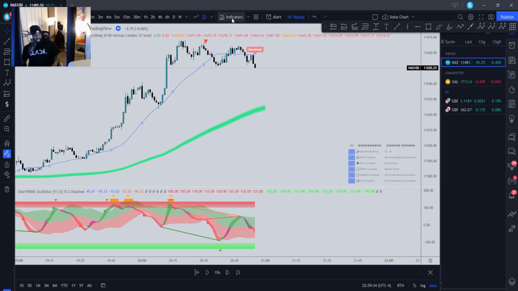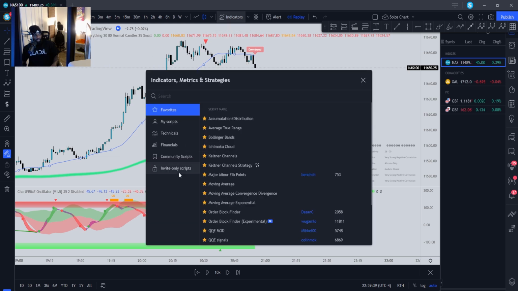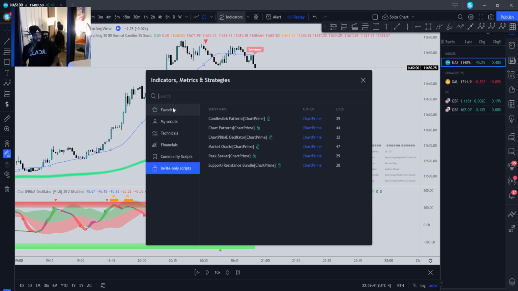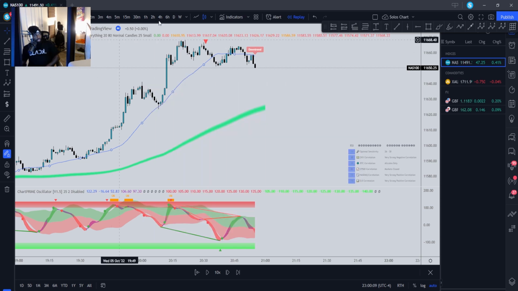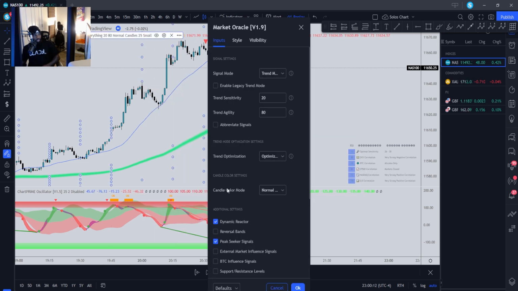Now, once you guys have the ChartPrime indicator, you will want to come up top here to invite-only scripts. Once you select that, you'll see all the indicators here. The one I like the most is the Market Oracle, and then also I went ahead and got the Isolator as well. So what we're going to do is grab the Market Oracle, and then we're going to change a couple of things.